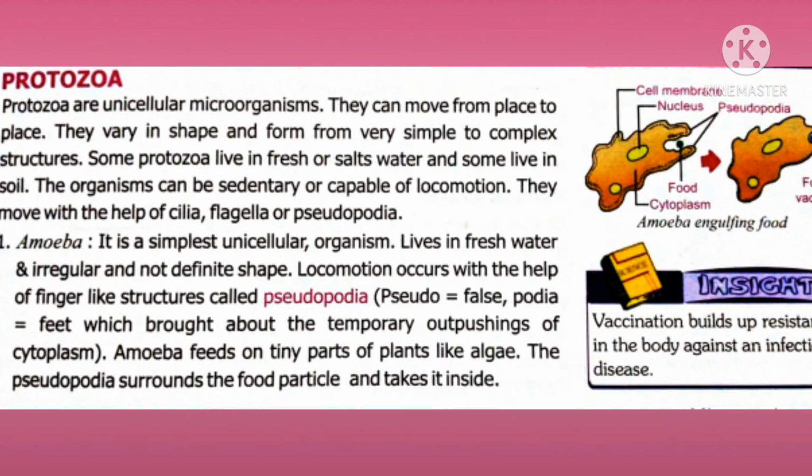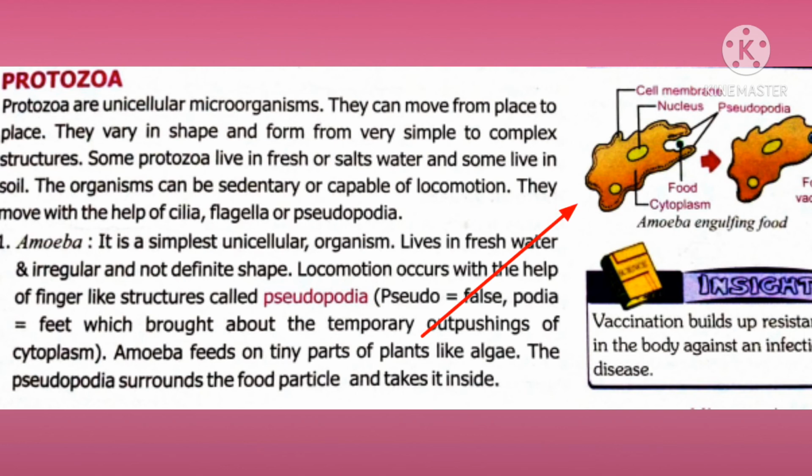The next unicellular microorganism is protozoa. They can move from place to place with the help of cilia, flagella, and pseudopodia. Examples of protozoa are amoeba, paramecium, plasmodium, etc. These microorganisms live in fresh or salty water and also in soil.